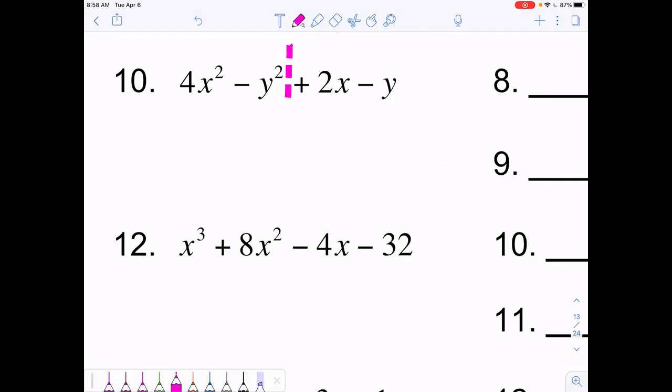Generally, with factor by grouping, you group pairs together if you have 4 terms. In usually 95% of the problems, you group a pair together. If you group 4x squared minus y squared together, there is no GCF to pull out. They don't have an x in common. They don't have a y in common. They don't have a number in common. But there's still a way to factor that. Cole, how would you factor 4x squared minus y squared?